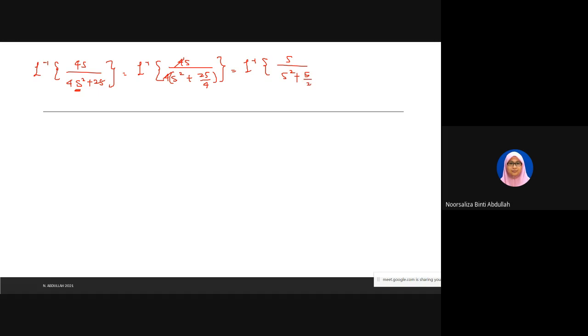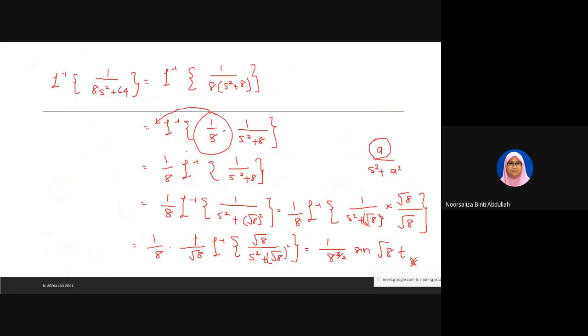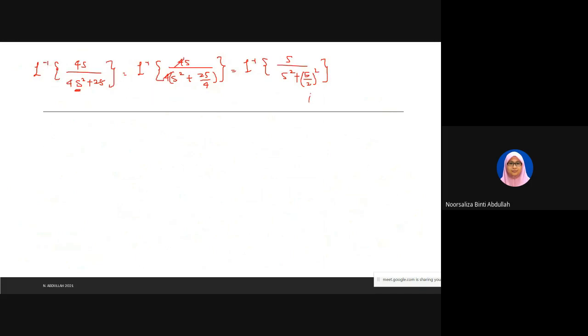5 over 2 kuasa 2. Betul? Right. Okay, look at this table is you have a s over s square plus a square. And this one is your a. Then your inverse will be cos 5 over 2t. Senang je kan? Betul tak?